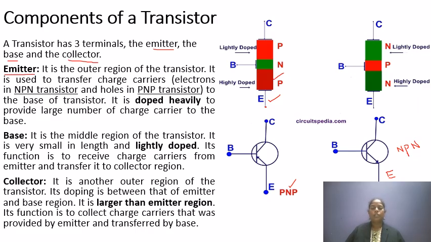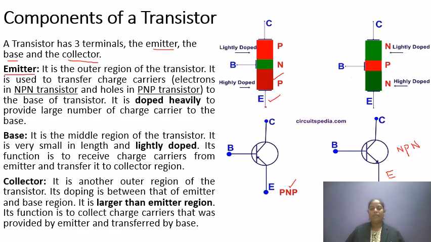So it is the outer region of a transistor. It is used to transfer charge carriers. In the case of an NPN transistor, electrons are transferred, but in the case of a PNP, holes are transferred. So it is a source to transfer the charge carriers.